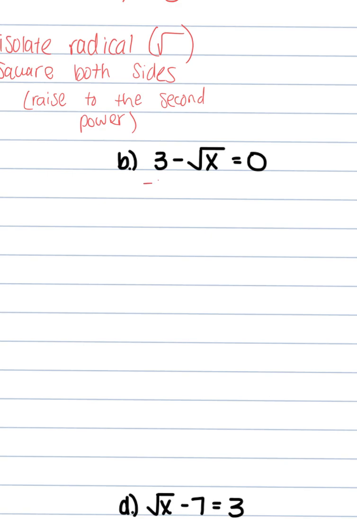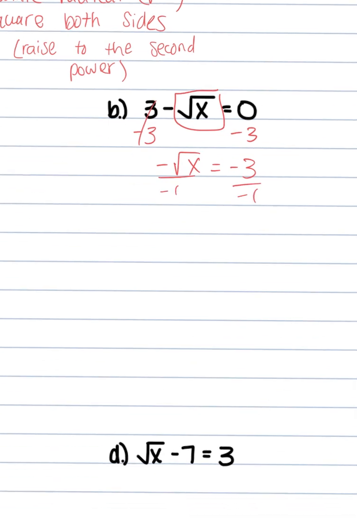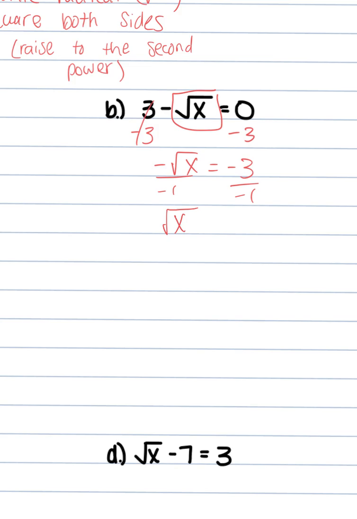In B, we would subtract 3 from both sides. Remember, we're trying to isolate the square root of x. We've got negative square root of x equals negative 3. These 3's would cancel out. Then you divide by negative 1, divide by negative 1. You're going to get the square root of x equals positive 3. Then you're going to go ahead and square both sides. Now, the square root and the squared cancel. You get x equals 3 squared, which is 9.